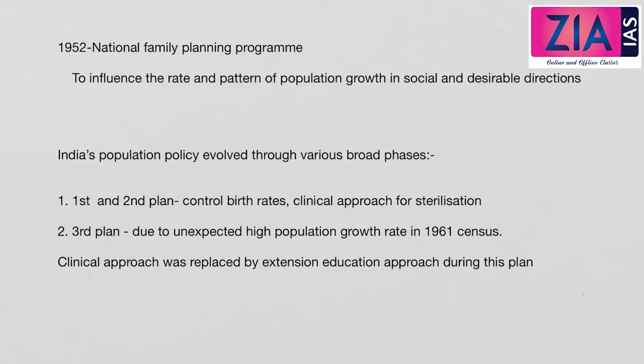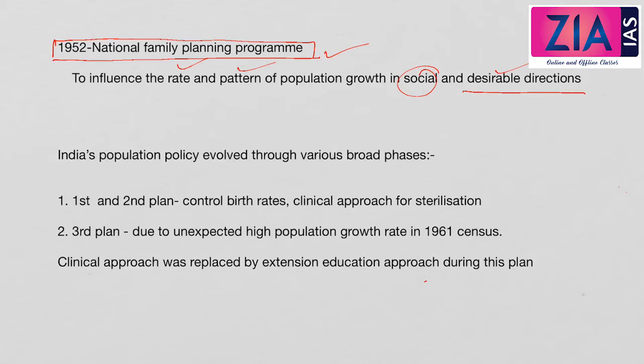The first population policy was in 1952, the National Family Planning Program. The first policy formation by any country in the world is there in India. This was to influence the rate and pattern of population growth in socially desirable directions. So what was our aim? Whatever was socially required or desirable, the rate and pattern of population growth would change. Whatever existed during the pre-independence period, we were trying to reframe the trend, the population pattern and the rate of population growth post-independence, in the direction India socially wanted. That was the aim of the plan.